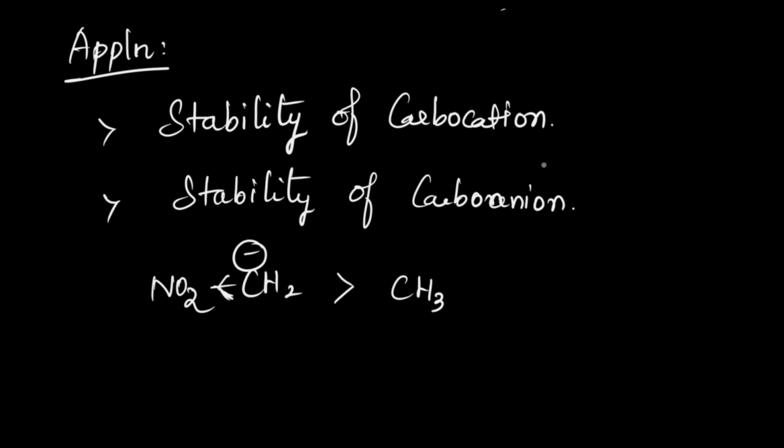Then comes methyl, and then comes the case where an electron-releasing group is attached, like for example CH3 CH2 minus. In that case, it is already electron rich, the negative charge is there, and this group is also giving the electron, which means the stability will get decreased.